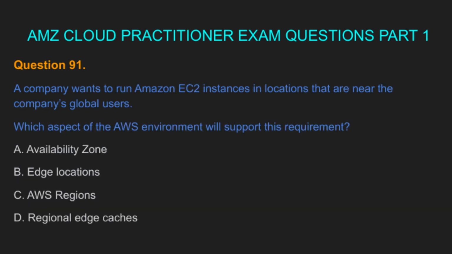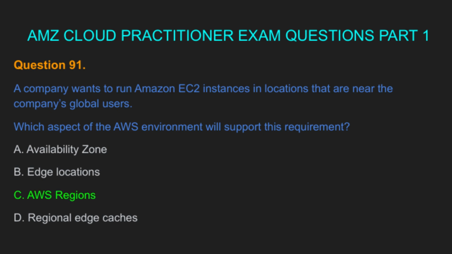Question 91. A company wants to run Amazon EC2 instances in locations that are near the company's global users. Which aspect of the AWS environment will support this requirement? A. Availability zone. B. Edge locations. C. AWS regions. D. Regional edge caches.